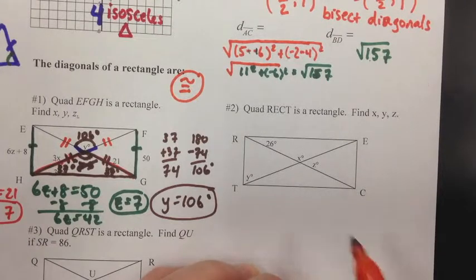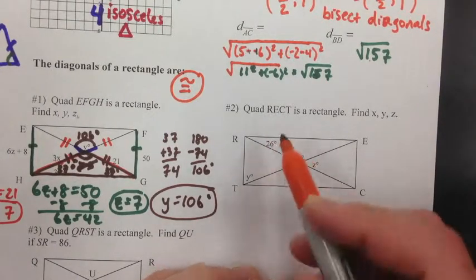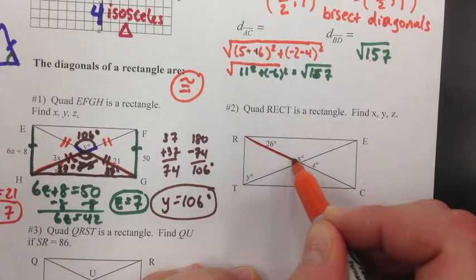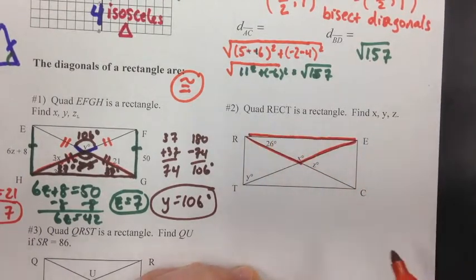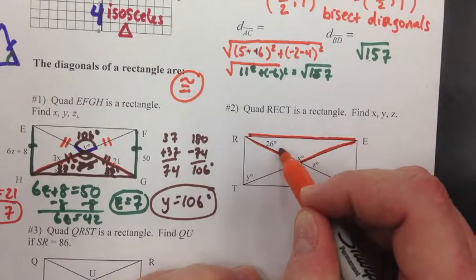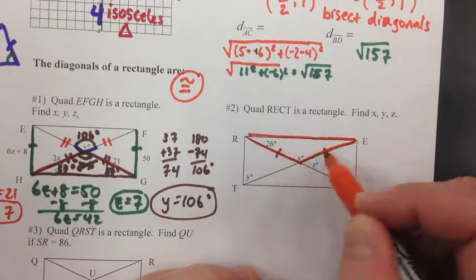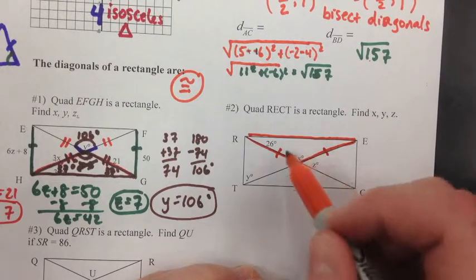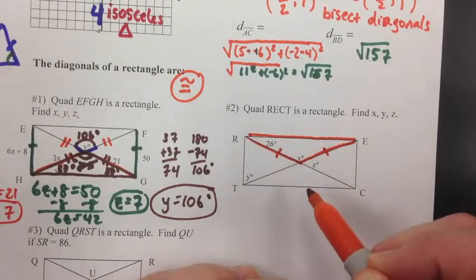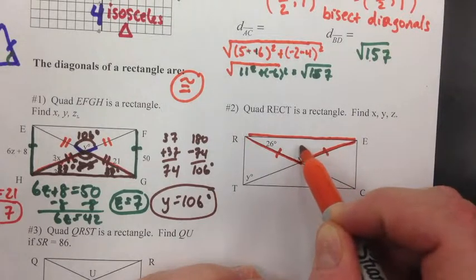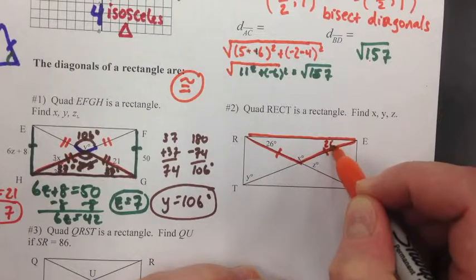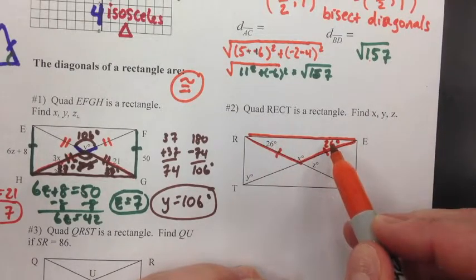Let's start with, well, we only have one number here. We have 26. So let's take a look at this top triangle. Now, one thing we know about rectangles is the diagonals are congruent, so all their parts are congruent. That means the triangle's isosceles. So if these sides are congruent, then the angles opposite the sides are also congruent. So this is 26. That's 26, that's 26.